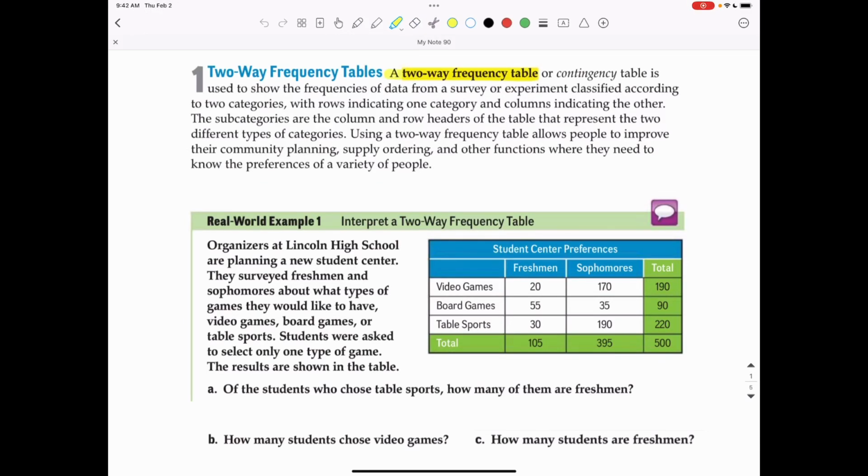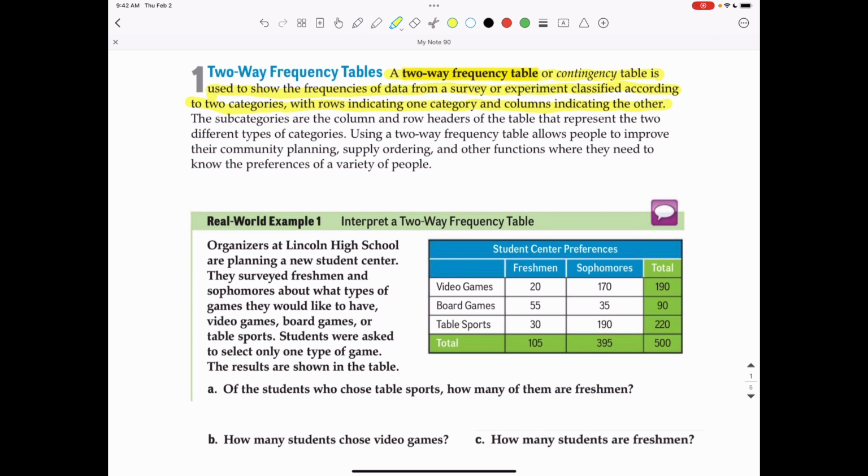A two-way frequency table or contingency table is used to show frequencies of data from a survey or experiment classified according to categories, with rows indicating one category and columns indicating the other. Notice, it's basically a table used to describe the frequencies of a survey, or any type of contest or grades, or anything, as long as there are two different types of categories.